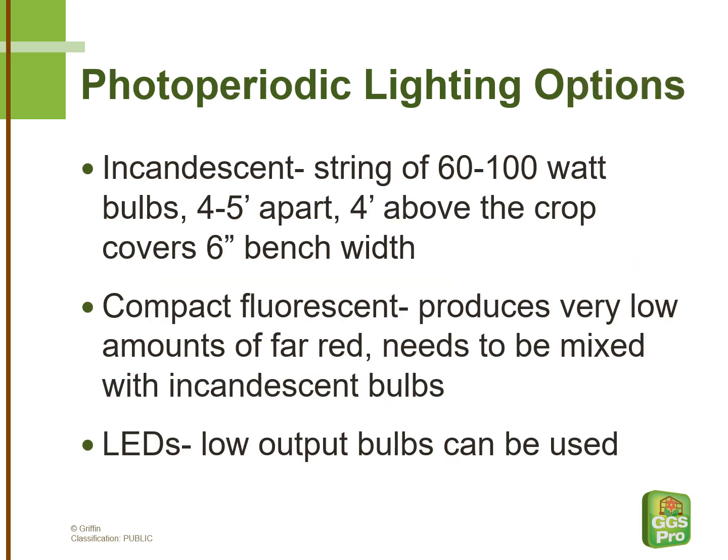For many years, for decades really, incandescent light strings were the treatment of choice. And if you have access to incandescent bulbs, you can still do this. The rule of thumb is that a string of either 60 or 100 watt light bulbs, about 4 to 5 feet apart in the row, 4 feet above the crop, will cover a bench 6 feet wide. Most of us used pie pans with a hole poked in the middle as makeshift and very inexpensive reflectors to reflect that light down to the bench, and it's very effective.